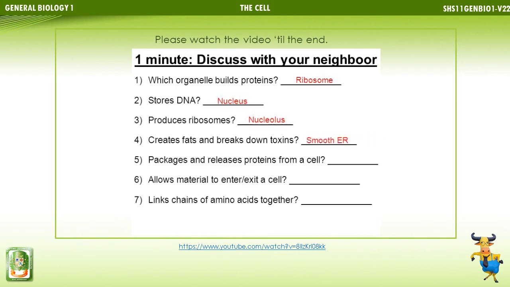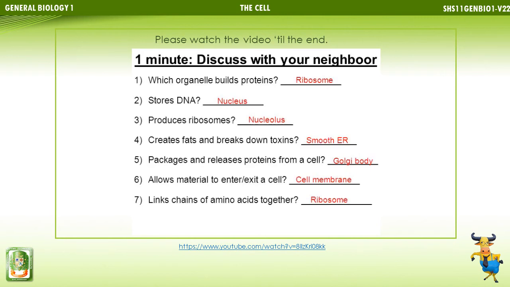Which organelle, number 5, packages and releases proteins from a cell? Well, that's the Golgi body. Remember, they're put inside of a protective vesicle. Number 6, which organelle allows materials to enter and exit a cell? Well, that's the cell membrane, also called the plasma membrane. Number 7, which organelle links chains of amino acids together? Well, that's the same thing as question number 1. Question number 1 and question number 7. It's the same question, just worded a little differently because amino acids make proteins.